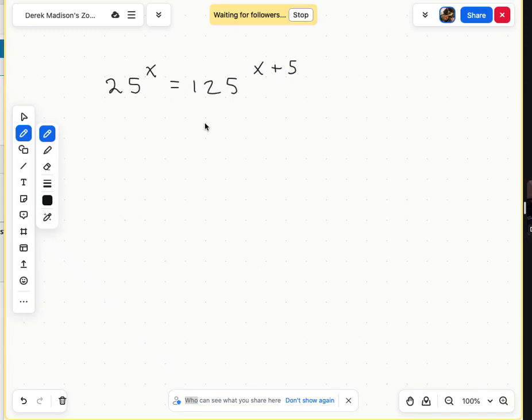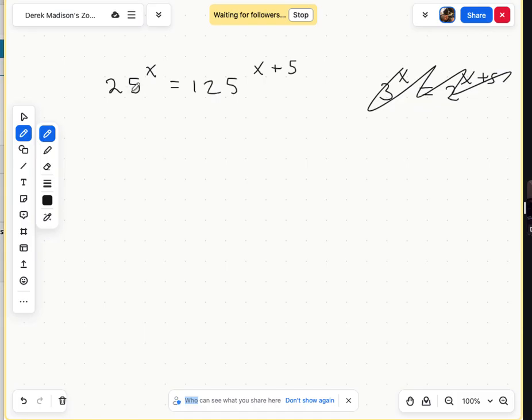Okay, so we're generally going to see a couple of kinds of exponentials, and this is the easier one. If you saw one like 3 to the x equals 2 to the x plus 5, this one would be much harder because you can't write these bases the same, and that's where you're going to have to use logs to solve. That's not what we have on this one.